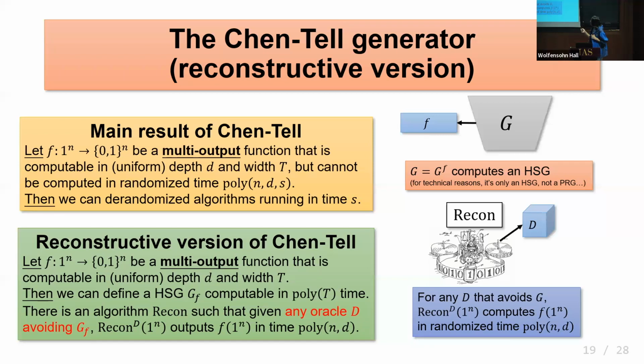Maybe I should also emphasize that by oracle D avoiding G_F, we mean that D accepts like 1/2 of the random strings, but rejects anything from G_F.